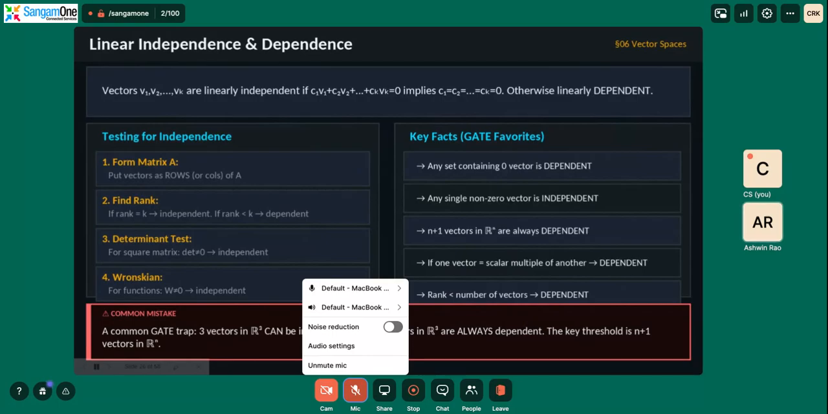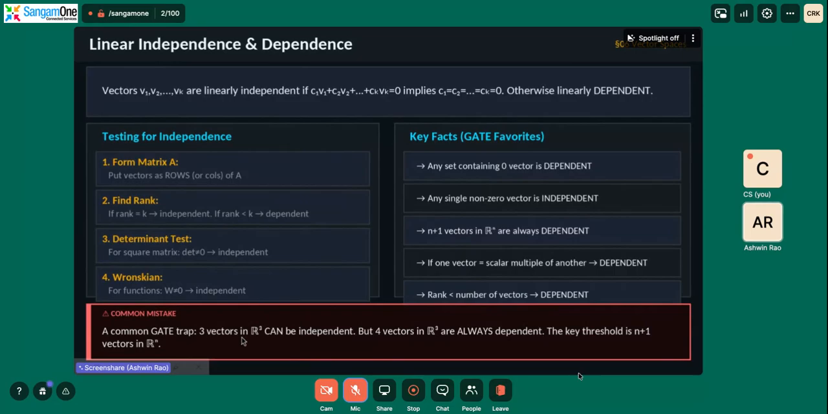n plus 1 vectors in R to the power of n are always dependent. If one vector is a scalar multiple of another, it is dependent. When the rank is less than the number of vectors, it is dependent. A common mistake: 3 vectors in R^3 can be independent, but 4 vectors in R^3 are always dependent. The key threshold is n plus 1 vectors in R^n.